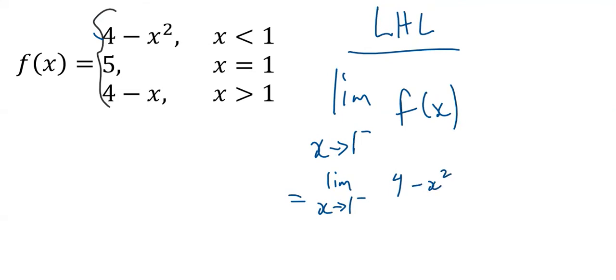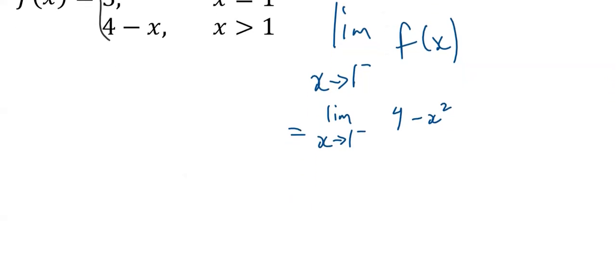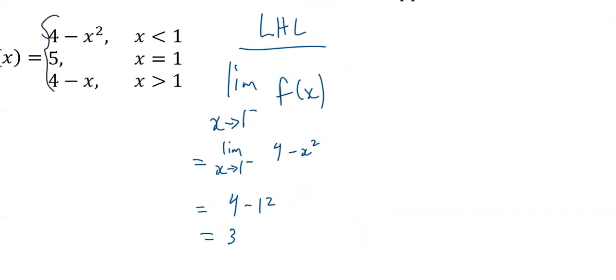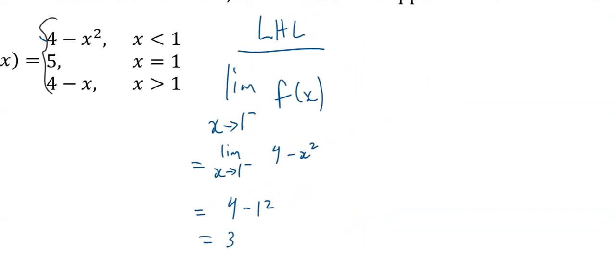And again, we know a lot about this function. It's just a parabola that opens downwards, has a shift up 4. So I could just sub in 1 squared is 1, 4 minus 1 is 3. Tell me if I'm wrong. We good with that?